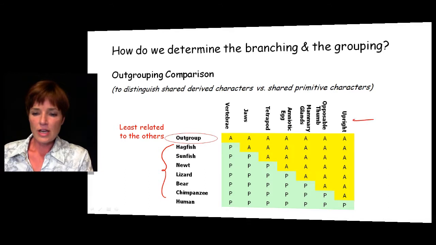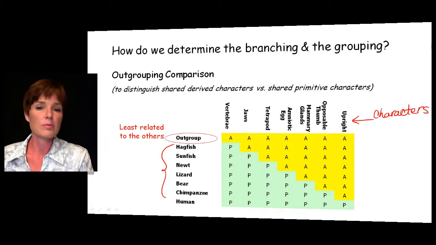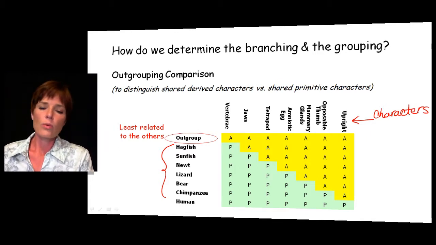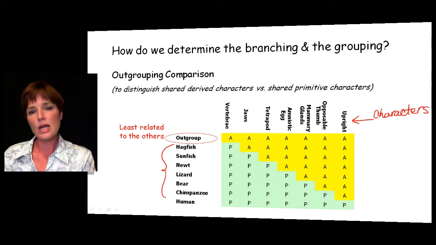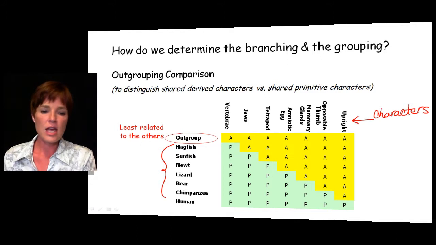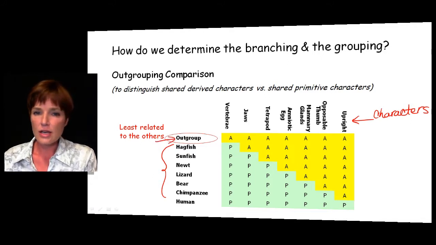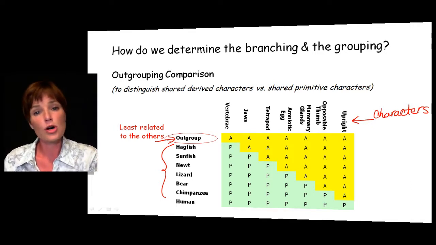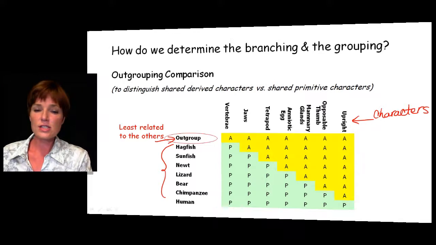We also have a number of characters, and these are going to be homologous characters that we're going to be comparing. When we put this together, it's called an outgroup comparison because we identify one species that is very different from the others. And this is what we call our outgroup. So by different, it's not as related to them as the rest of them are related to each other. So this is our outgroup.